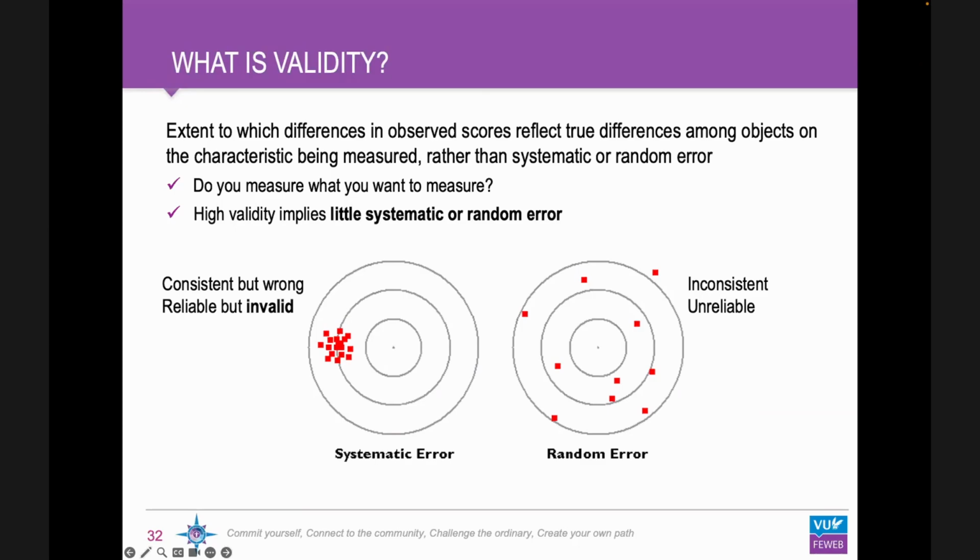And for the validity, we want answers around the true value, close to the true value, and it should not be systematic.